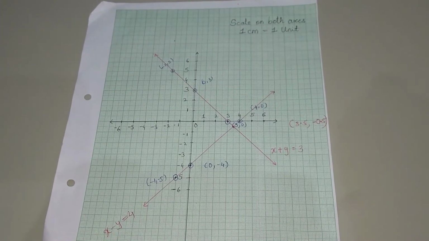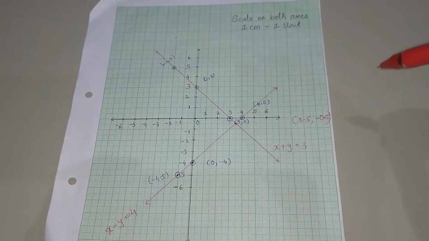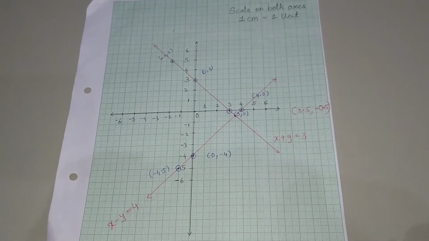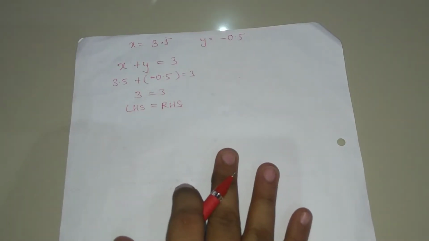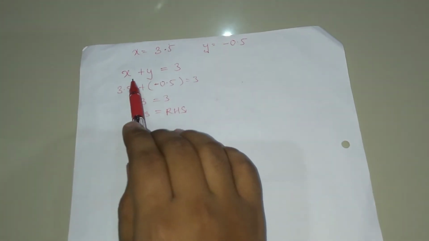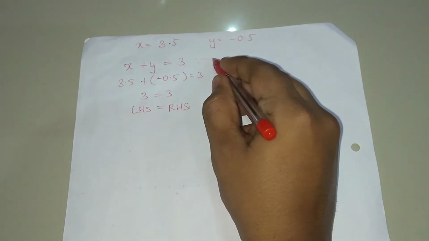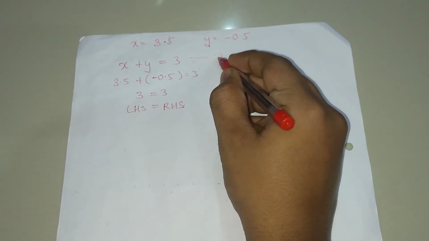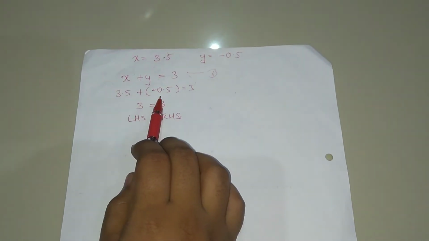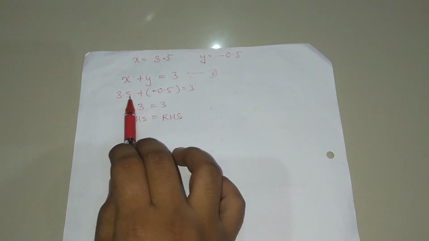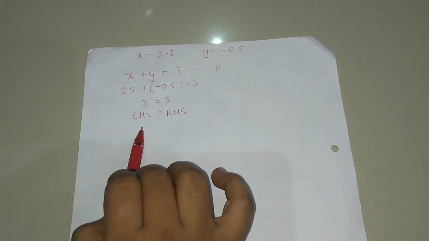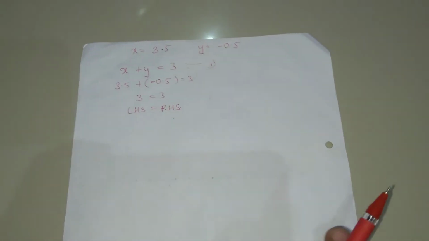Okay, so now how will you check whether the solution which we have found is correct or not? Okay, let's see. We will substitute the values of x and y which we have found through the graph in equation number 1, that is the first equation which we have in the question. So x plus y is equal to 3. So x is 3.5 plus y is minus 0.5 is equal to 3. So 3.5 minus 0.5 is 3, which is equal to 3, means LHS is equal to RHS. So this is the required solution.